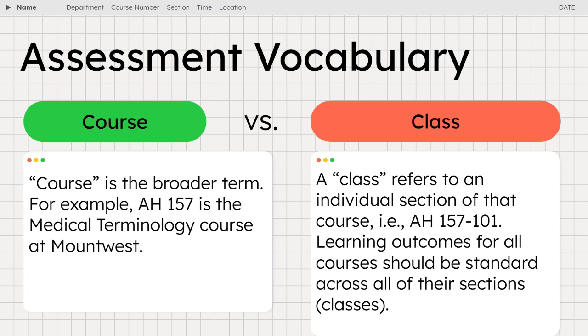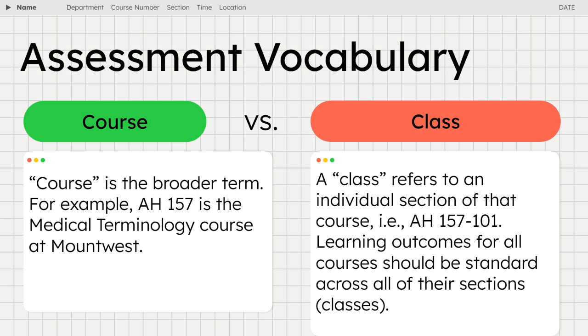Now, there are 2 words that you're going to hear, and often they're used as interchangeable terms, but they're really not. And those are course and class. A course is a broad term. For example, AH 157 is the med-term course at Mount West. A class, however, is an individual section of that course, so maybe section 101. Learning outcomes, however, for all courses should be standard for all of the sections.